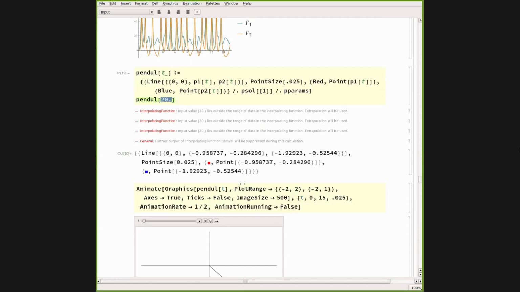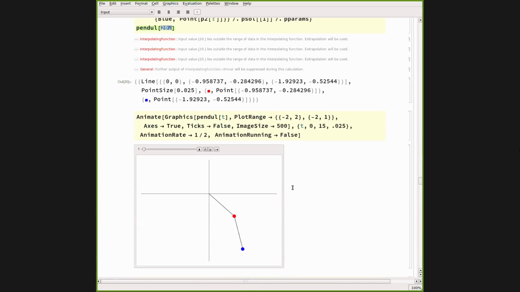Okay, anyhow, so now we are ready to animate our pendulum. So we make graphics of it. To keep a constant range of this plot, you have to specify this. Otherwise, Mathematica will recompute the plot range for every frame separately, and then it would look quite funny and you won't see what you really wanted. I'm setting here some axis ticks and some smaller details. This is not very important. I would like to run it for time t from 0 to 15 with such a step.